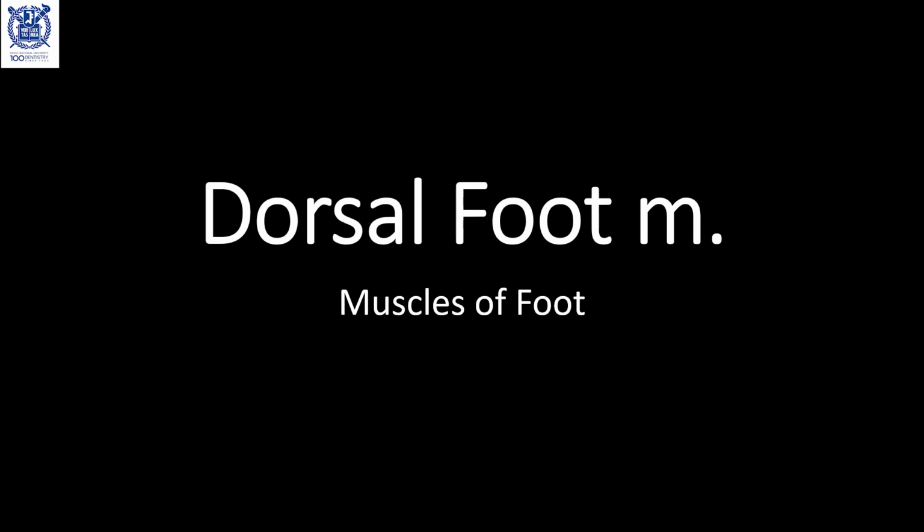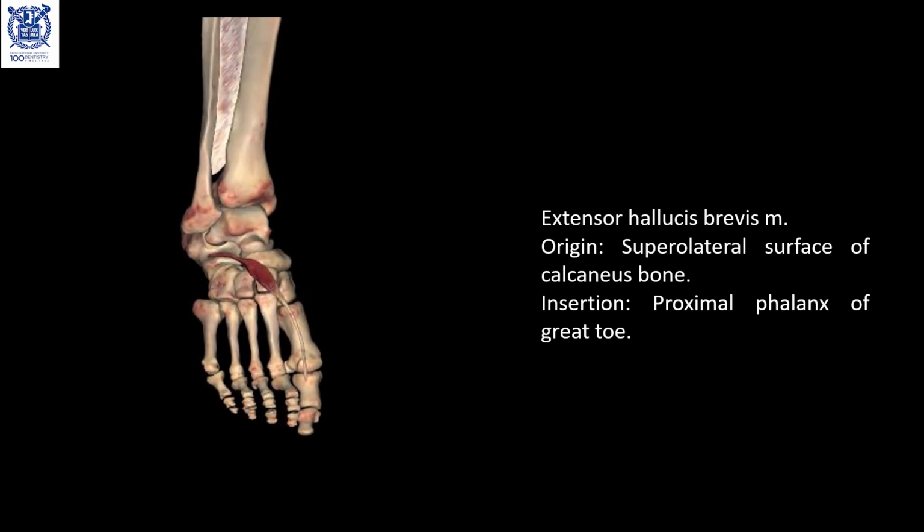Now we are going to talk about the final part, foot muscle. First, dorsal foot muscle. These muscles are intrinsic muscles of foot. Extensor hallucis brevis muscle. Origin: superolateral surface of the calcaneus bone. Insertion: proximal phalanx of great toe.